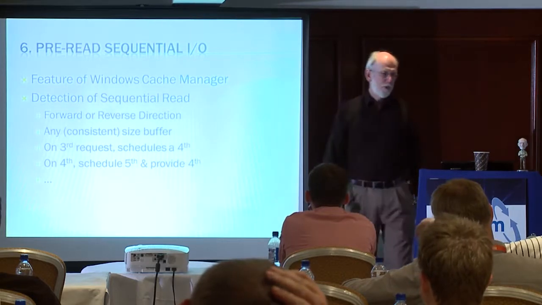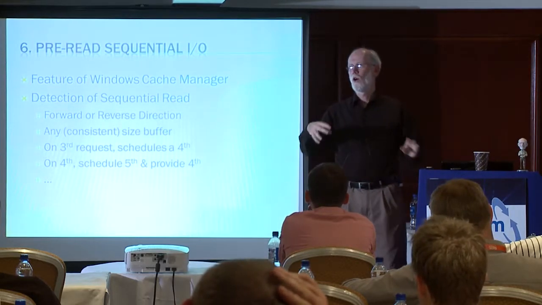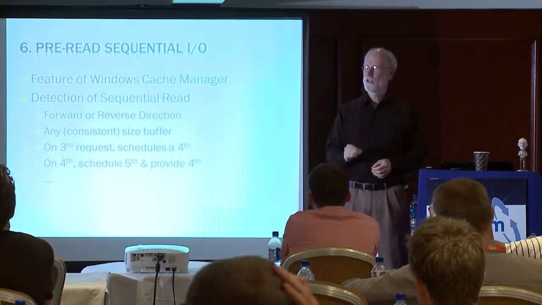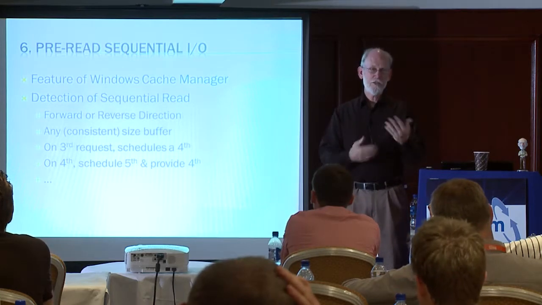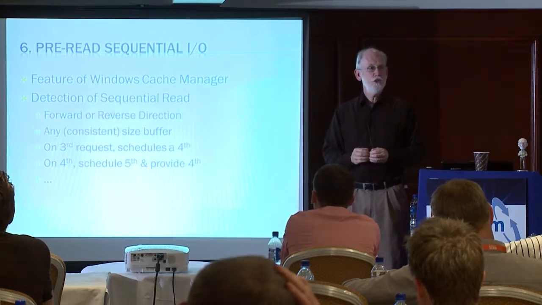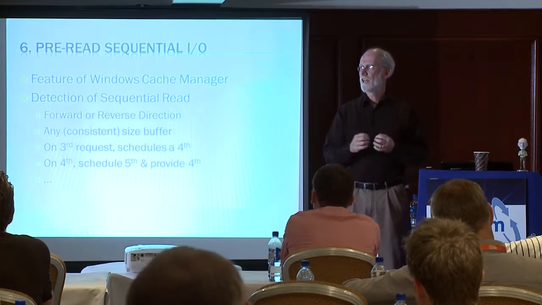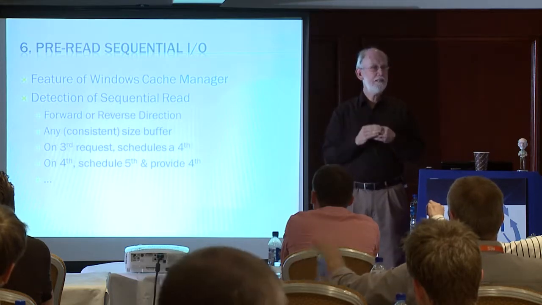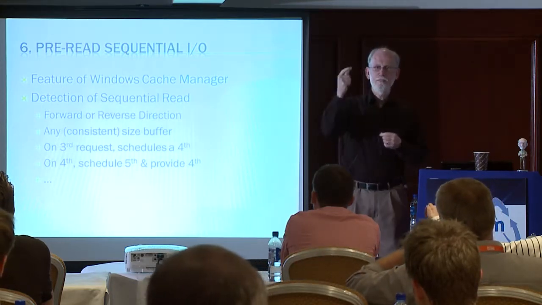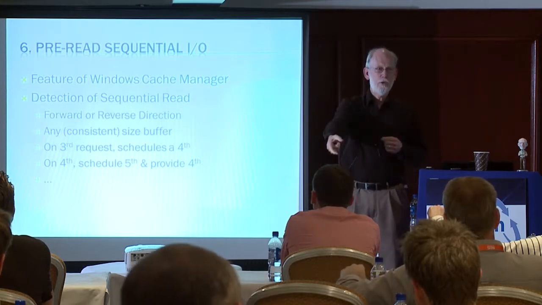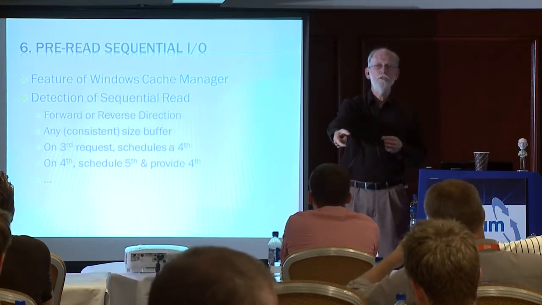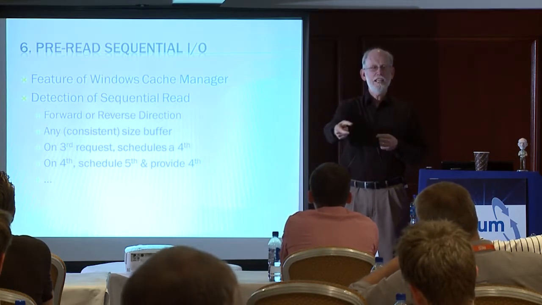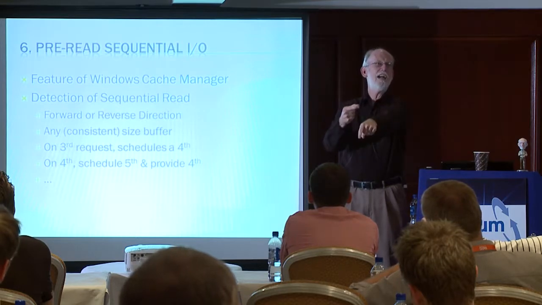Pre-read sequential I/O. The Windows Cache Manager is responsible for dealing with all of the files of the operating system as you try to read them in. It has a particular feature to try to speed up reads, and you need to be aware of this if you're trying to do some performance testing. Basically, it looks for examples of sequential I/O. So you're reading a file from the beginning to the end, or maybe even from the end to the beginning. Makes the first request, makes the second request. Upon the third request, in the case of Windows Vista, second request in the case of Windows 7, it then immediately requests the next block.